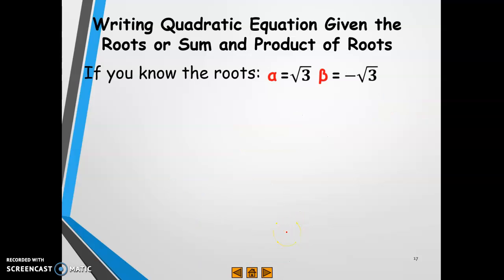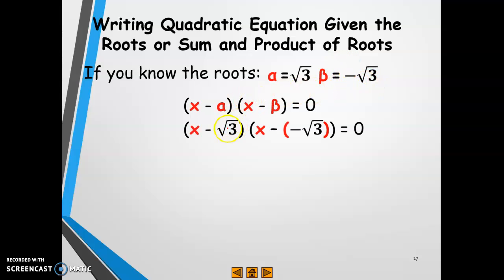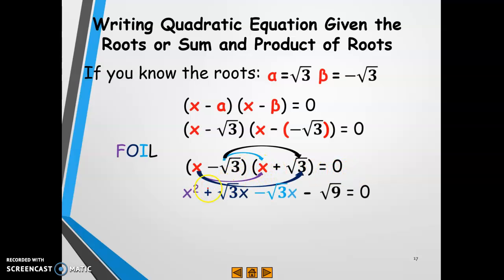Now let's have another last example. We have here square root of 3 and negative square root of 3. So we substitute: this one becomes x plus square root of 3, and then the other one, x minus square root of 3, equal to 0. So you use the FOIL method. We have x times x, we have x squared. x times square root of 3, that is square root of 3 x. Negative square root of 3 times x, we have negative square root of 3 x. We have negative square root of 3 times square root of 3, which is basically negative square root of 9, and square root of 9 is 3, of course.